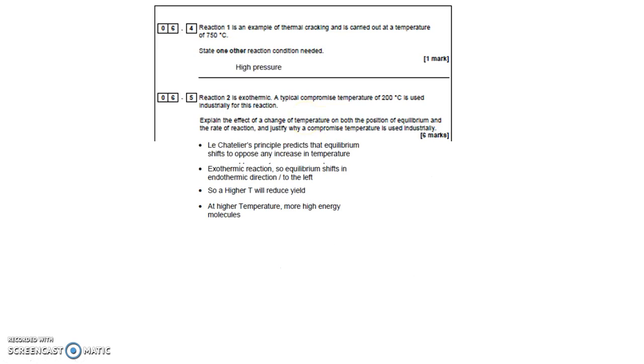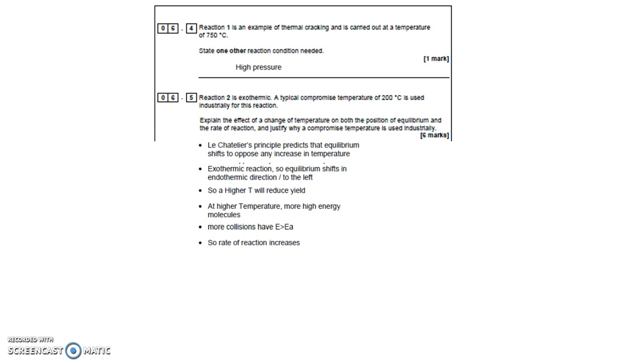A higher temperature provides more molecules with a higher energy. So more molecules have the activation energy or above. The activation energy is the minimum amount of energy for particles to collide successfully. So more particles now have the activation energy and have more successful collisions, and so the rate of reaction will increase.